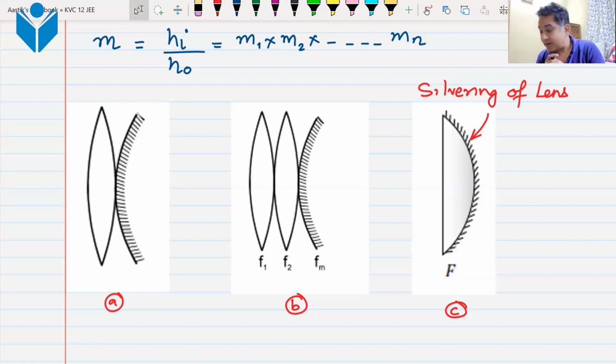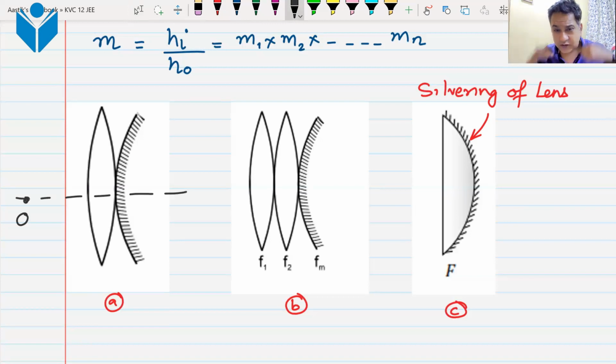So basically, now we can find out, if a question comes where they give you an object placed somewhere here and they ask you where the image of this object is found, you just have to find out the focal length of the combination that I have drawn here. How do I get the focal length of the combination? Let me call this FL, the focal length of the lens, and this FM, the focal length of the mirror. How do I find the focal length of the combination?